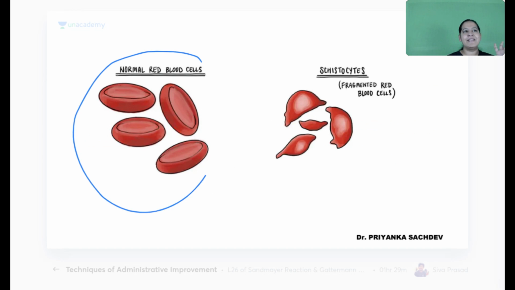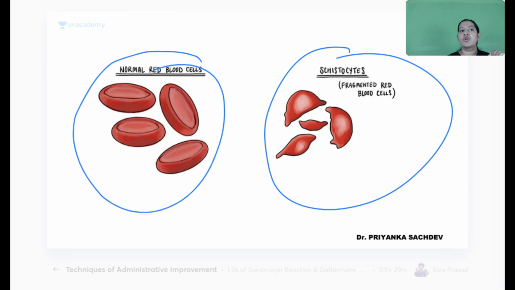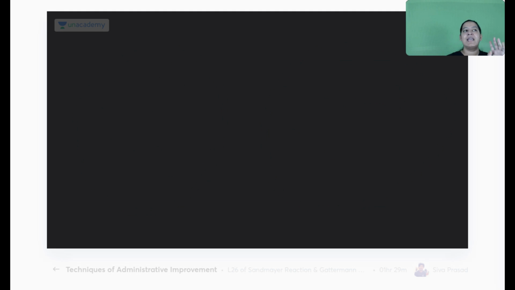Compare. These are the normal RBCs. These are fragmented, broken RBCs. They have pointed ends. Can you see the pointed ends? And they have irregular shape. These are known as schistocytes. These are typically seen in MAHA. What is MAHA?